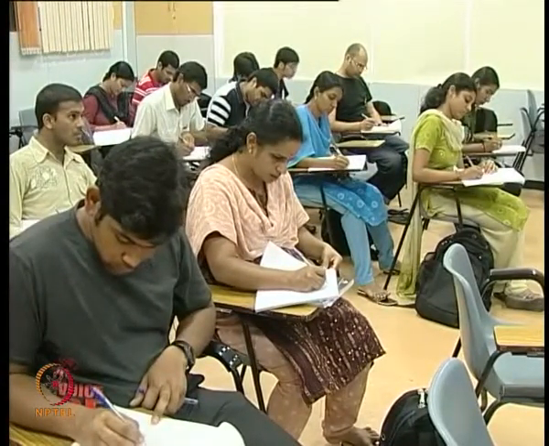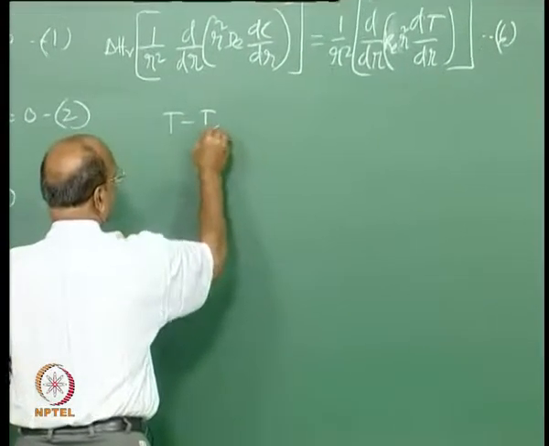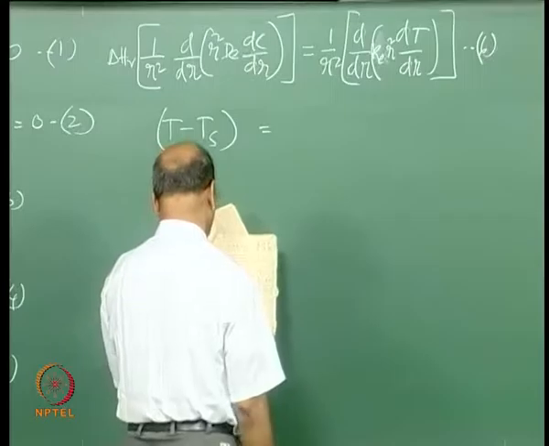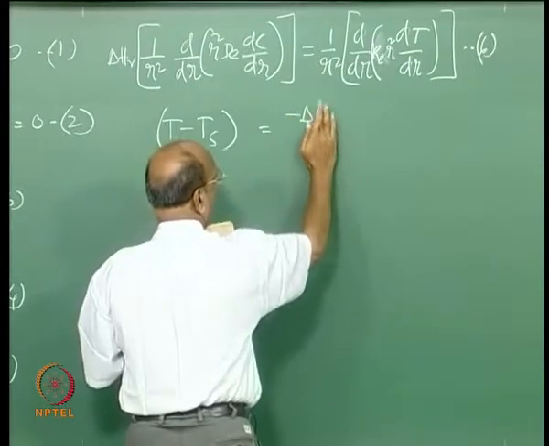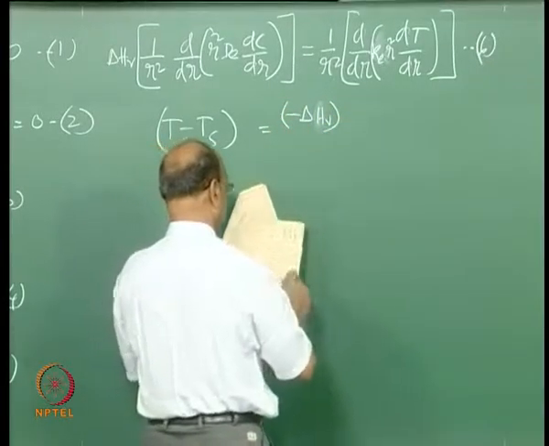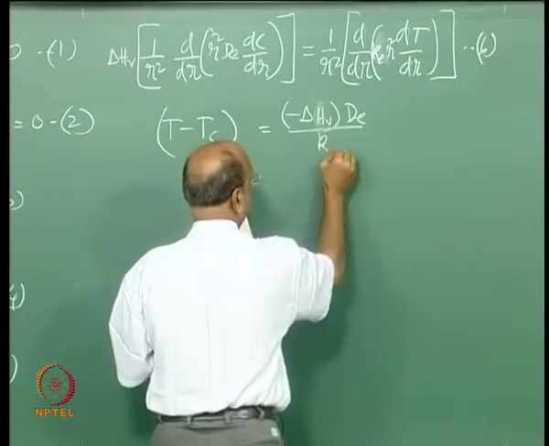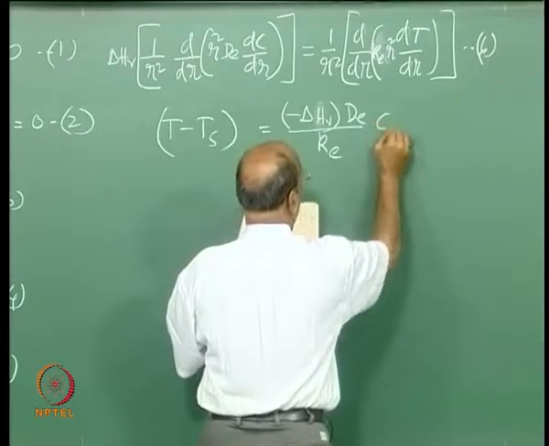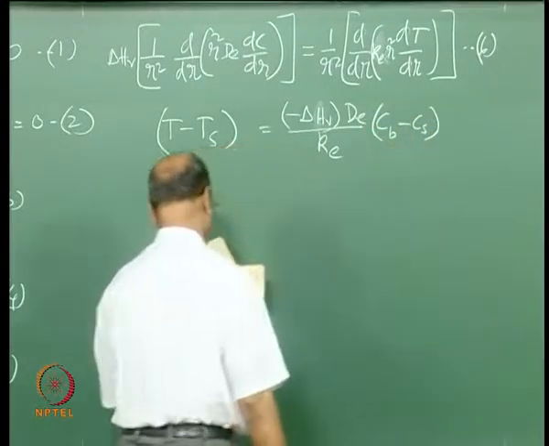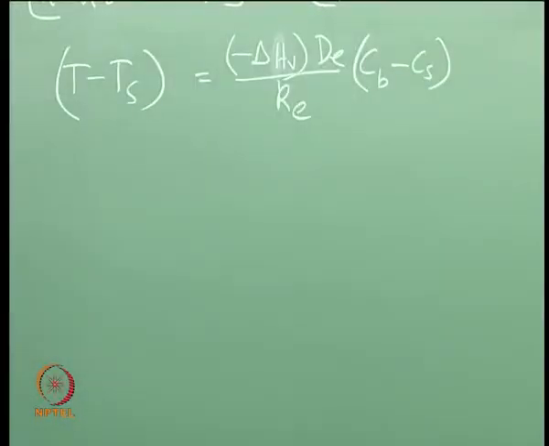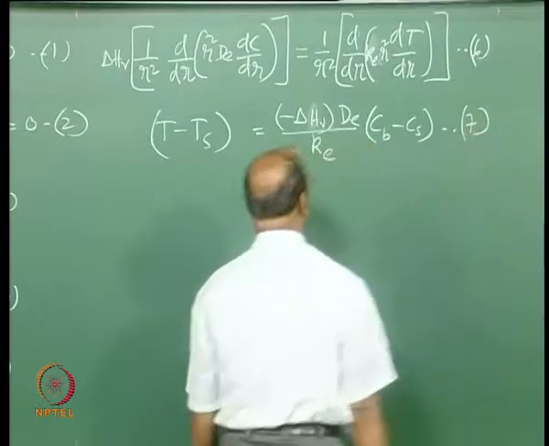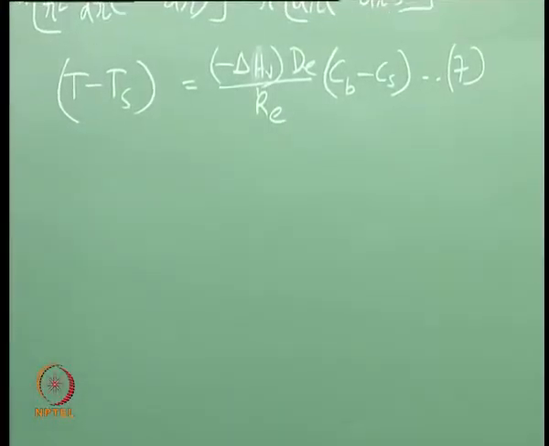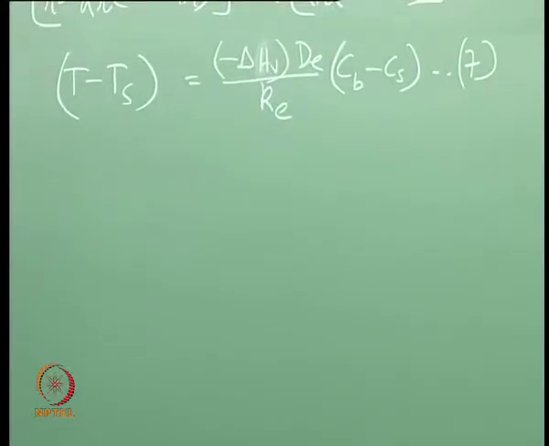So if you solve that, what you get is T minus T_s equal to minus delta H_R, D_E by k_E, into C_B minus C_S. Okay, there you may have some confusion with signs and all that, you can always get it when you actually solve. Okay, good. You try later.